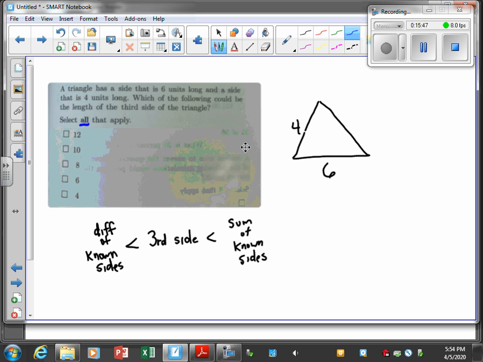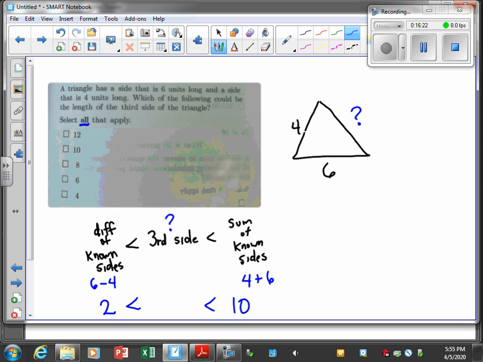So first of all, we're looking for this third side over here, which is this part. Okay, but the difference of the known sides, what's the difference of the two known sides? That's 6 minus 4. The difference means the subtraction, so that difference is 2. The sum of the known sides, this would be 4 plus 6. So 4 plus 6 is 10. So we know our third side is somewhere in between 2 and 10.